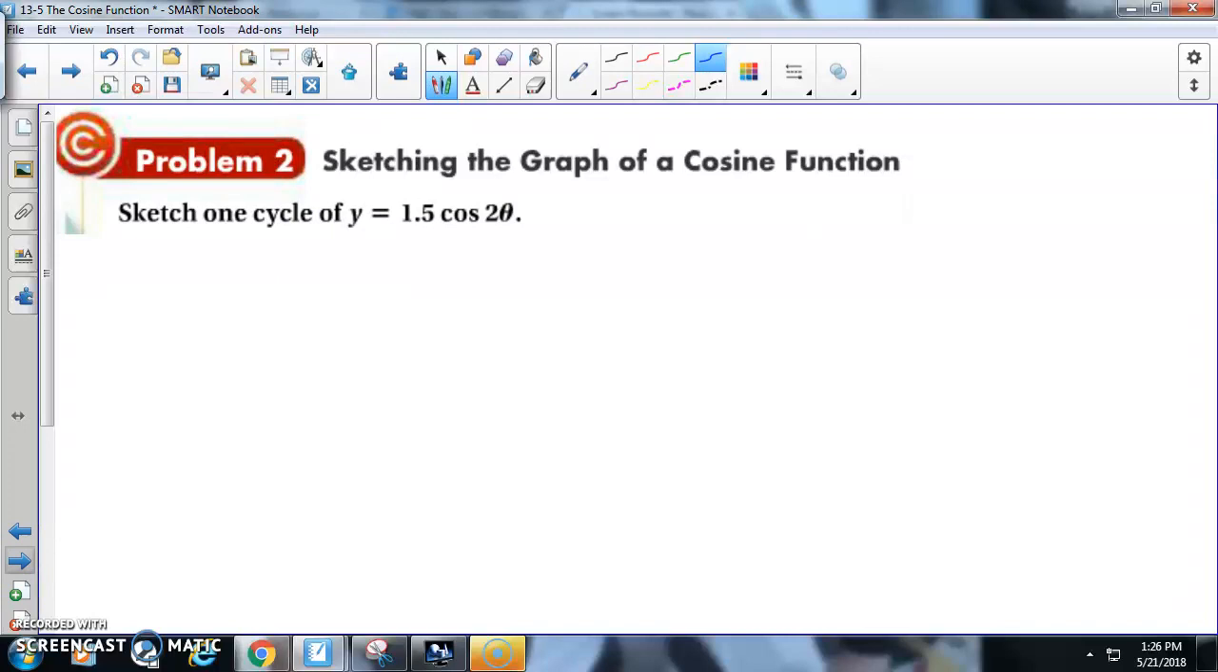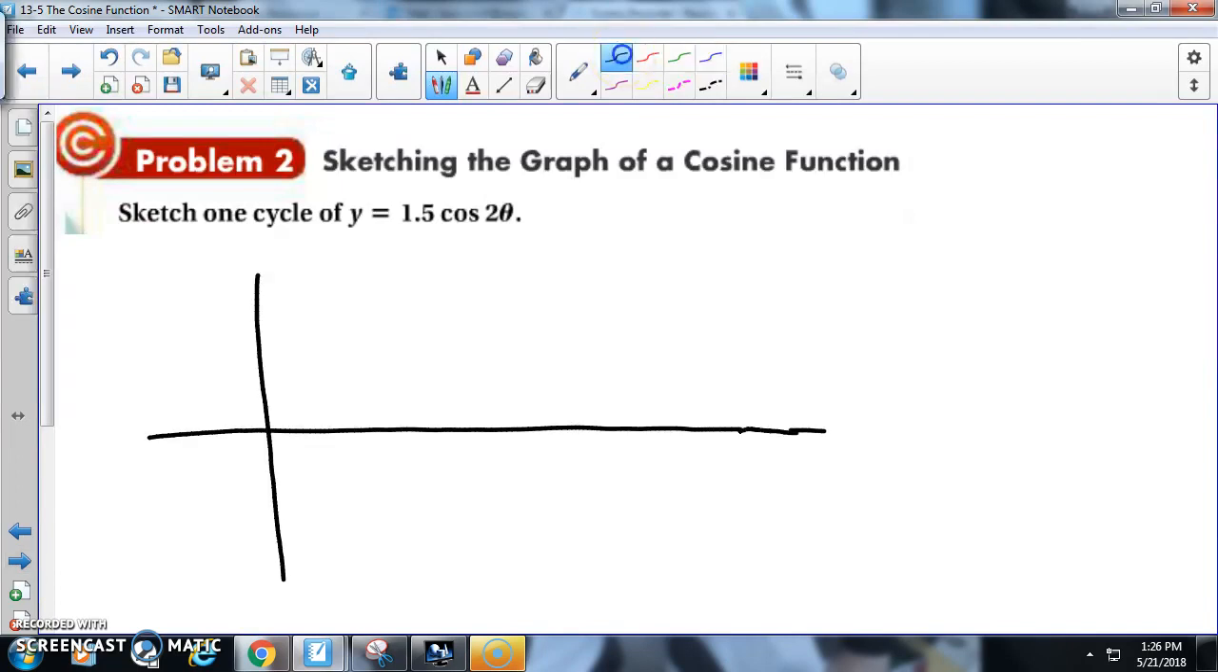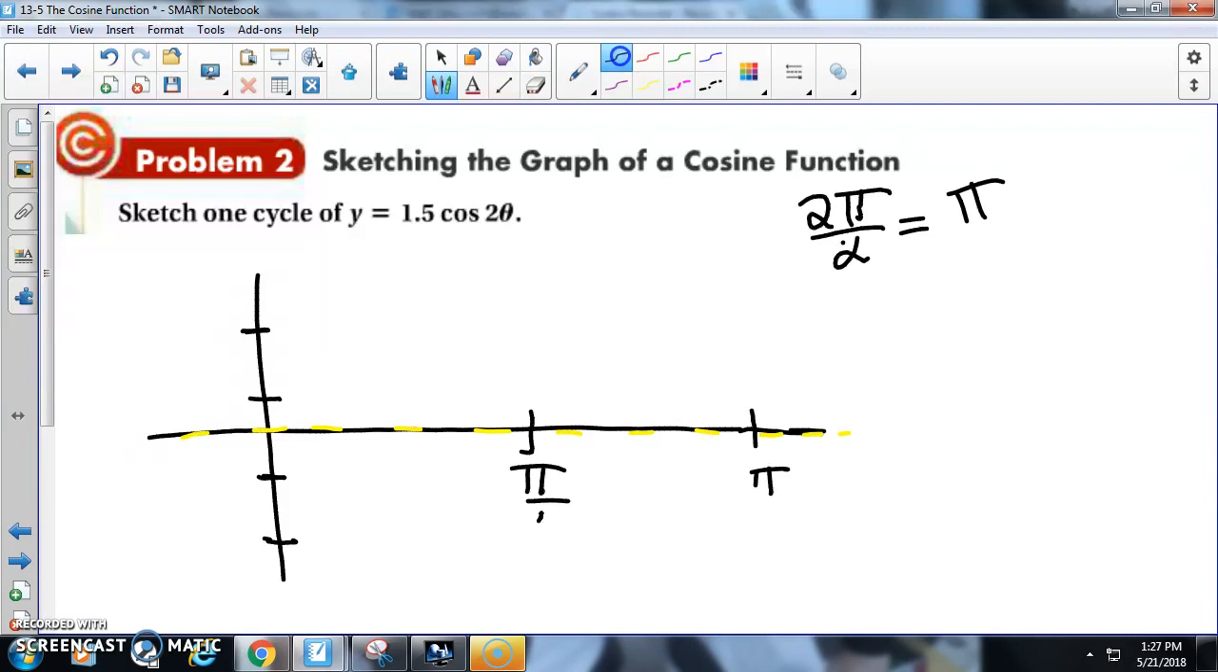Sketch one cycle of 1.5 cosine 2 theta. So I'm going to draw my coordinate plane, and I will start by finding the midline, which is at 0. Then my amplitude is 1.5. And my period is 2 pi over 2, which is pi. I'm going to take pi and make it into equal sections, so pi divided by 2, pi over 4, and 3 pi over 4.